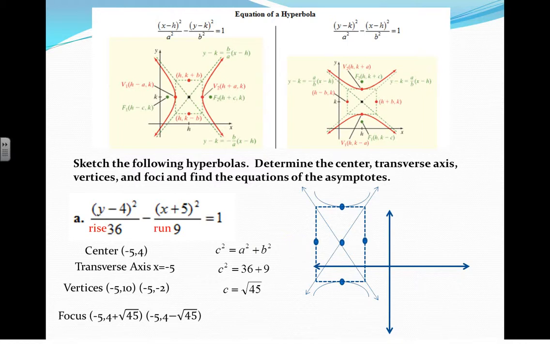Rise, run. So as far as getting the equation of your asymptotes, your slope is going to be rise over run. Well, notice that's the a value over the b value. So 6 over 3. Leave it like that, or simplify.